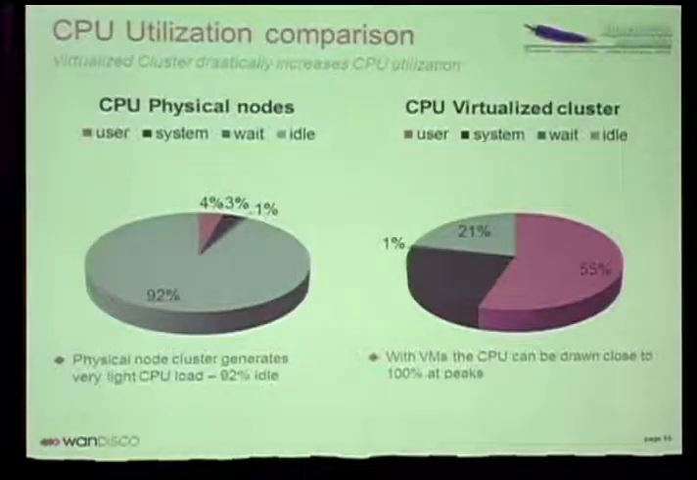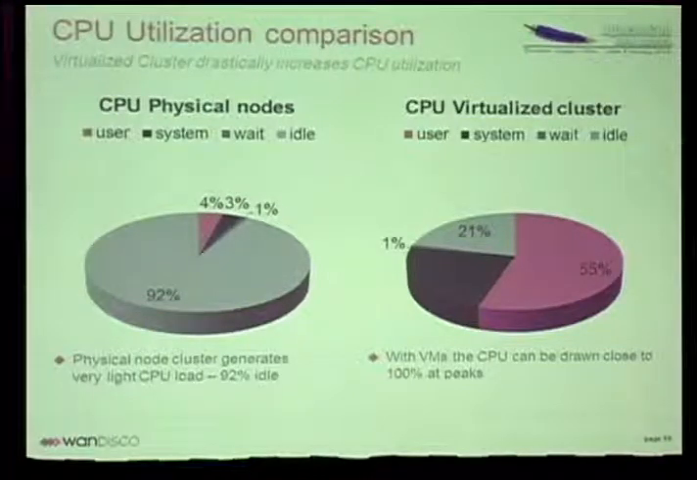Okay. And the most interesting part of this was the CPU utilization. Again, we're looking at the physical cluster, and we're looking at the gray area. Gray area is idle CPU utilization. So idle and wait is basically what we're interested in. Wait is IO, it's stable, it's 1% in both cases. Idle is huge in the physical node cluster.